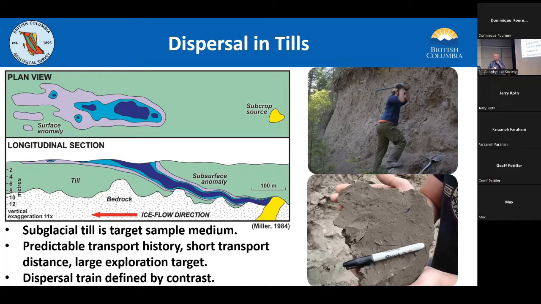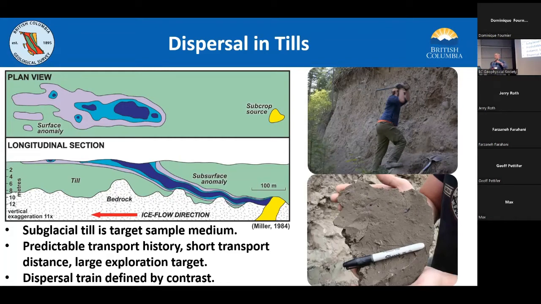And the reason we target that facies specifically is that those tills have a predictable transport history. So if we understand ice flow direction, we understand transport direction, which is really important. Short transport distances typically happen with those facies of tills. And at the end of the day, they represent a large exploration target. And you can see that in the top panel here in this slide, where the subcrop source is quite a bit smaller than the dispersal train that's expressed at surface.